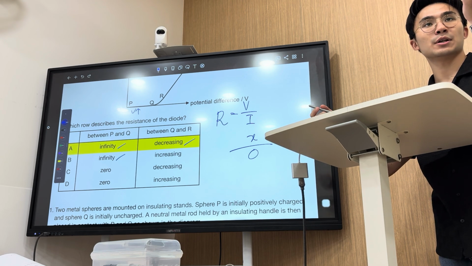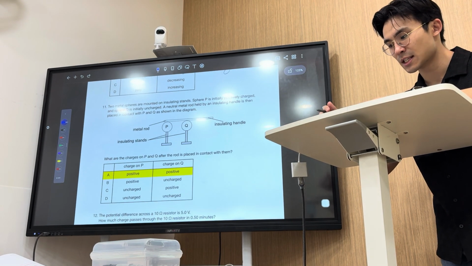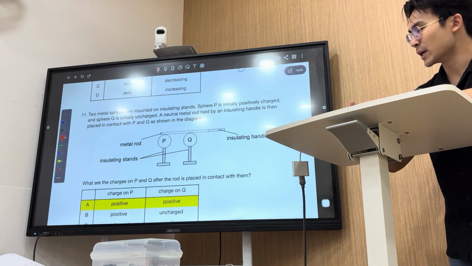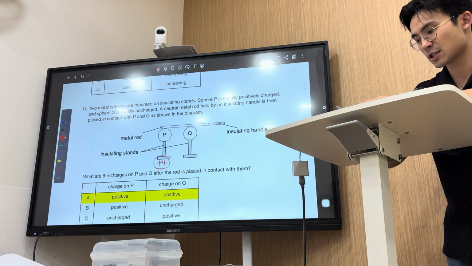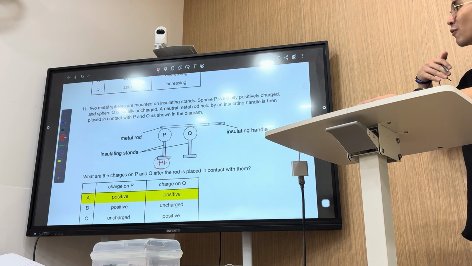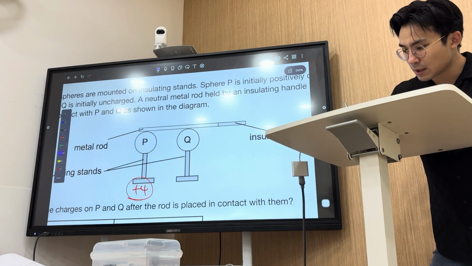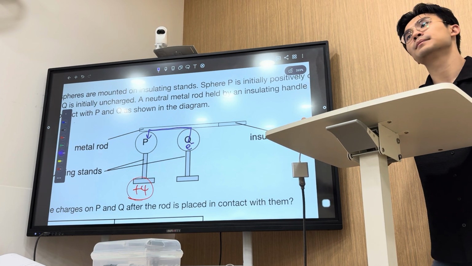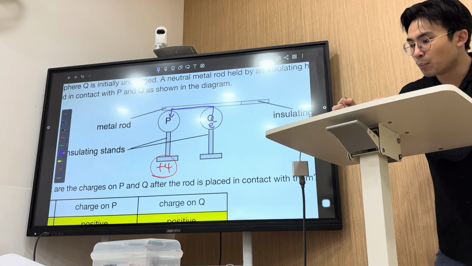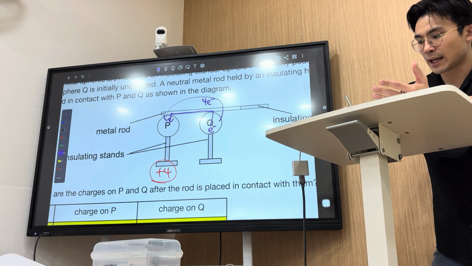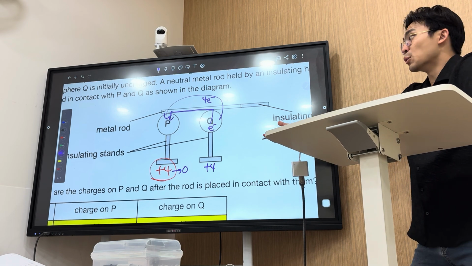Clear? Any questions? Javier? No? Question 11. Two metal spheres mounted on insulating stands. P is positively charged. So we can calculate this. Let's say I have a +4 charge on P right now. You are going to provide a pathway. Because Q is uncharged, you provide a pathway for electrons from Q to jump over to P. And you are maintaining contact, which means possibly all 4 electrons are going to go, and then Q attains a 0 charge and P attains a +4. Agree or not? This is what we would expect to happen.